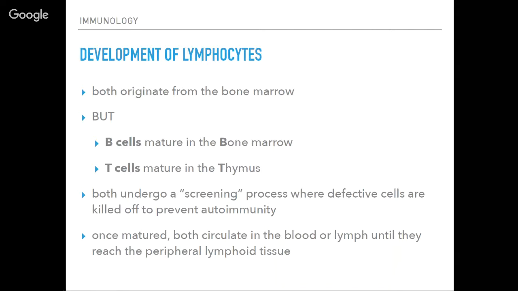All right, so the development of lymphocytes. Lymphocytes refers to the B and T cells, mostly, at least. Your B and T cells both come from the bone marrow, but they mature in different places. B cells mature in the bone marrow, B for bone. T cells mature in the thymus, T for thymus, easy. All right, and so whilst they're maturing, they actually undergo a screening process. Yeah, I don't have time to pause, sorry.